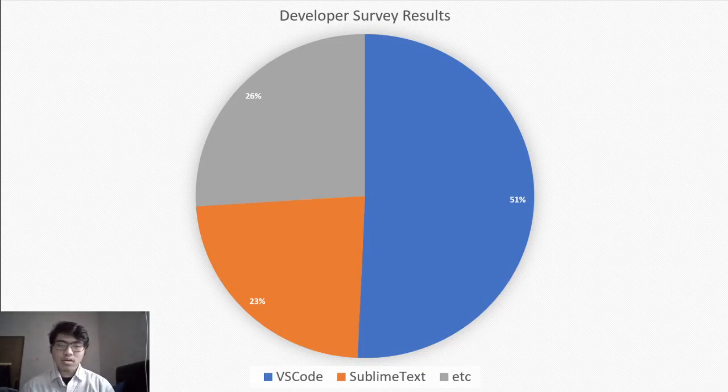This pie chart illustrates the most popular development tools in 2019 from a website called Stack Overflow. Overall, VS Code was voted the most popular text editor with 51% of the vote, while Sublime Text has only 23%.